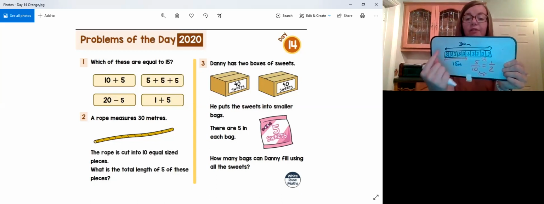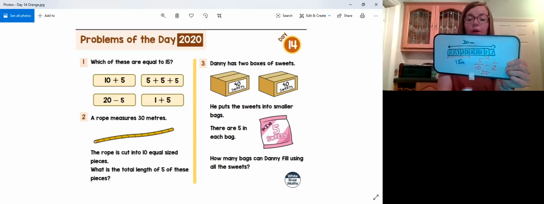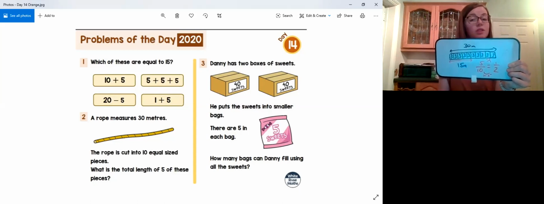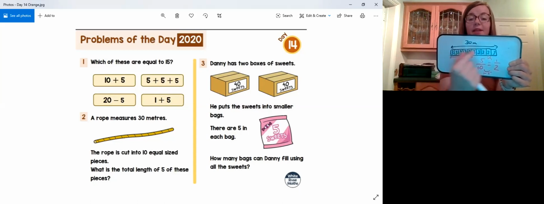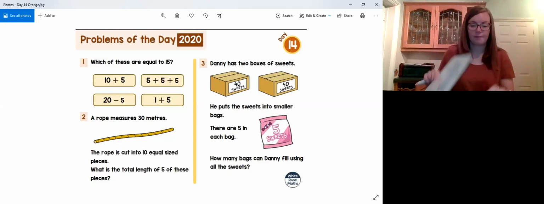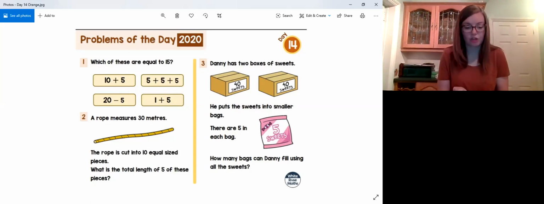So actually we were looking for half of the rope. So half of 30 is 15. So it doesn't matter which way you do it. Split it into 10 and then times it by 5, or just find a half. Okay, that's question 2 done.